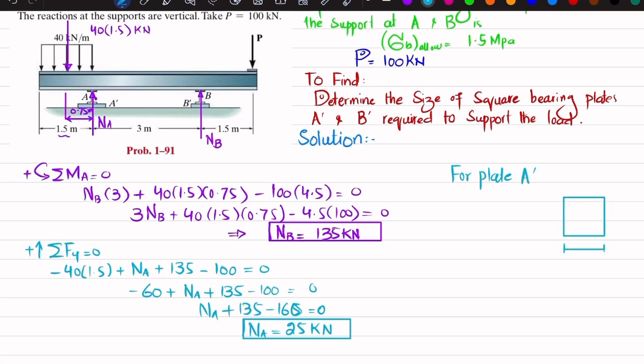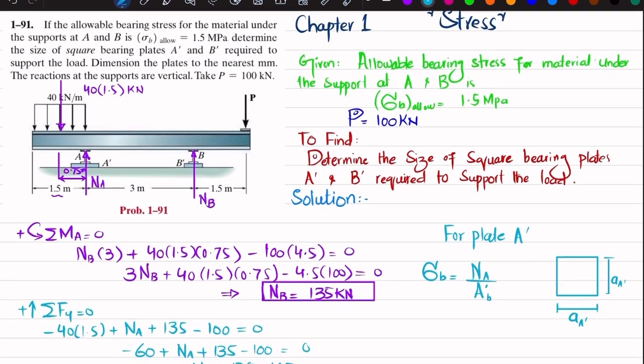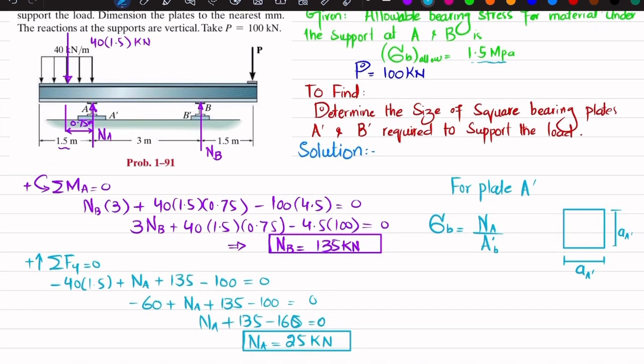Let one side be equal to A dash. This side will also be equal to A dash because this is a square plate. So we have bearing stress equal to the bearing load at point A, which is NA, divided by the bearing area of A dash. The allowable bearing stress is 1.5 megapascal, so 1.5 into 10 to the power 6 Pascal, and NA is 25 kilonewton, so 25 into 10 to the power 3. And the area of this bearing plate will be A dash into A dash.